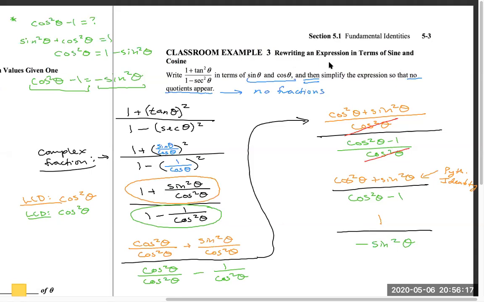Okay, and then the last step, you don't want any quotients to appear. So you don't want any fractions. So you think, okay, is there a reciprocal function that could help me here? Well, the negative is going to stay out in front. What is 1 over sine squared theta? That's cosecant squared theta.